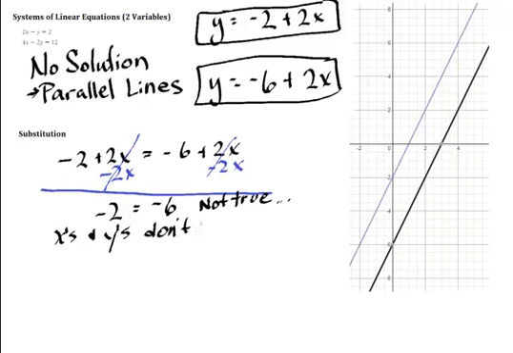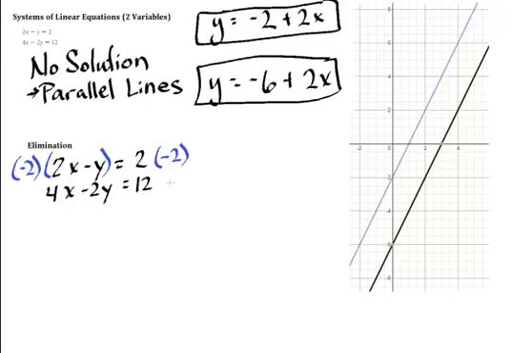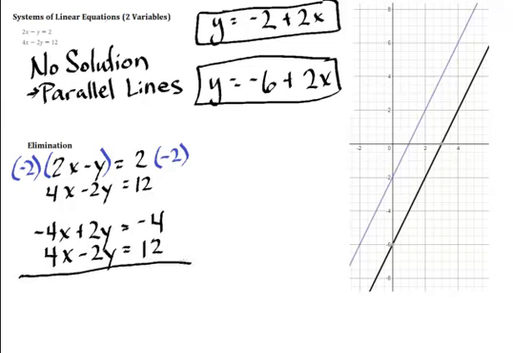Because if I multiply the top one by a negative 2, I'll get a plus 2y, and then when I add, my y's will drop. So let's look at this. I've got negative 4x plus 2y equals negative 4, and 4x minus 2y equals 12. Oh my goodness. This goes away, and it leaves me with 0 equals 8.